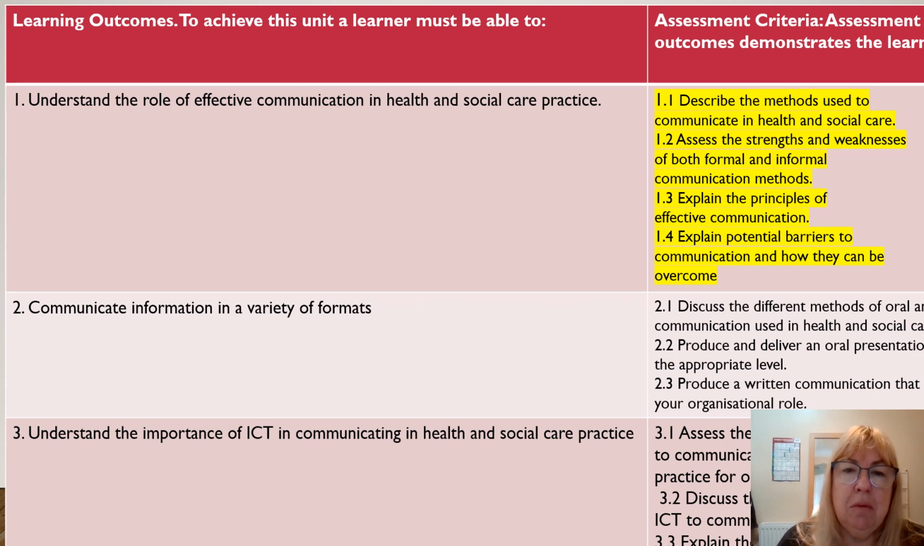And the learning outcomes we're going to look at, I've got all your learning outcomes for the whole unit here, but we're going to be focusing this week on all the 1 point learning criteria. We're going to think about what are the methods used to communicate in health and social care. We're going to think about some of the strengths and weaknesses of both formal and informal communications, the principles of effective communication, and some of the barriers.